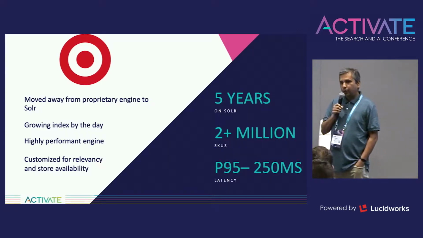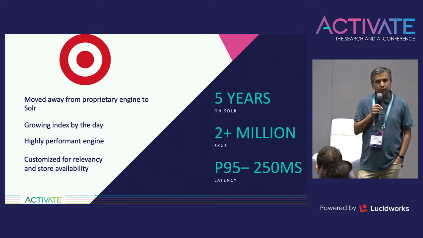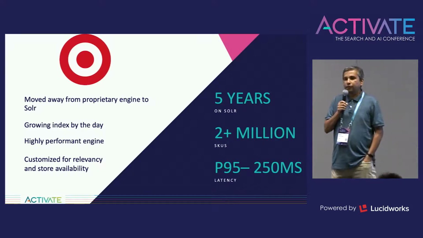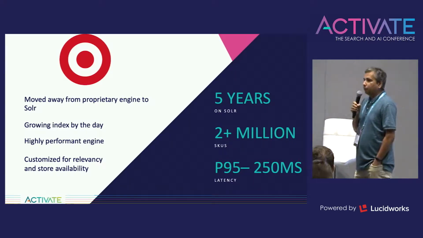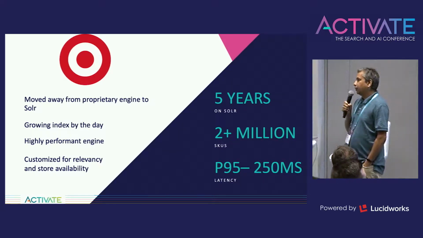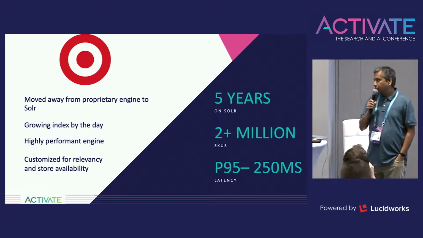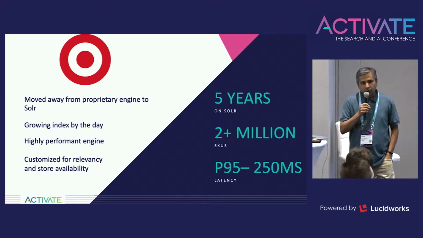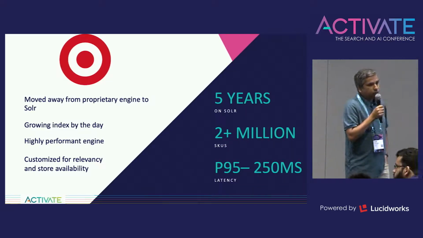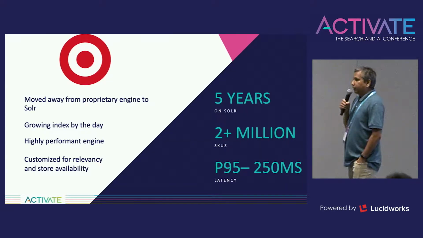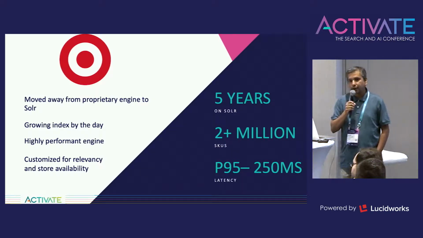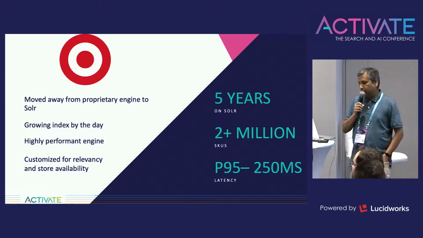We run a highly performant engine. Our P95 is about 250 milliseconds, and our P99 is less than 450 milliseconds. And we do a lot of stuff within Solr, and even with that, we run a highly performant engine. We've customized our Solr not just for relevancy. We also have something like store availability. Some of the things that I talked about, like shipping or even 2-day shipping, a lot of those things are actually driven via Solr.